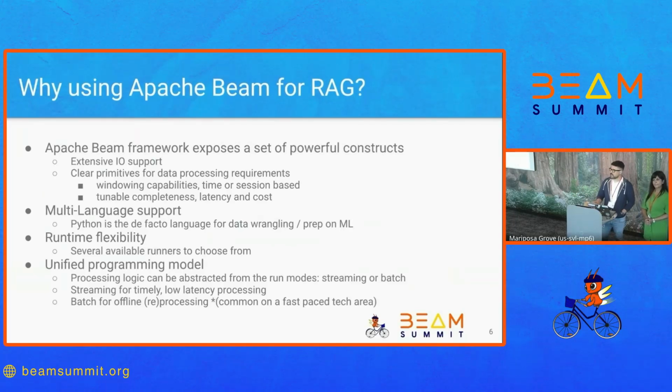There is a lot of front-end flexibility as well, because we have multiple runners. We can use Dataflow, we can use Flink, we can use Spark, we can use Prism, we can use whatever is available. So it's really good options in there. And also it's very important about the unified programming model.